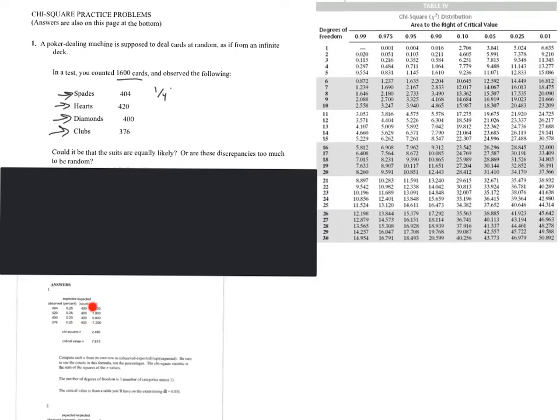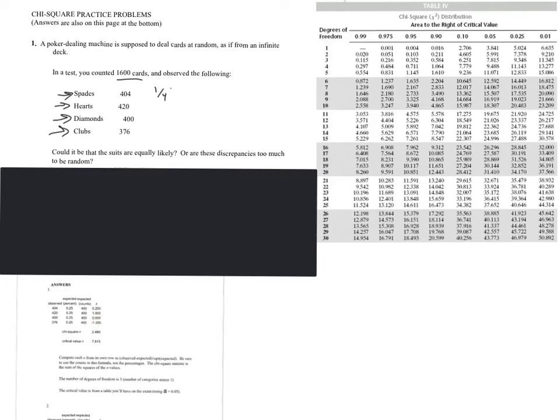Now, in this answer set, they calculated the Z stat. You don't need to know the Z number. The Z number is a different way of calculating chi-square. We use chi-square, as I said, in a simpler format, and I really don't want to get into calculating the Z number.